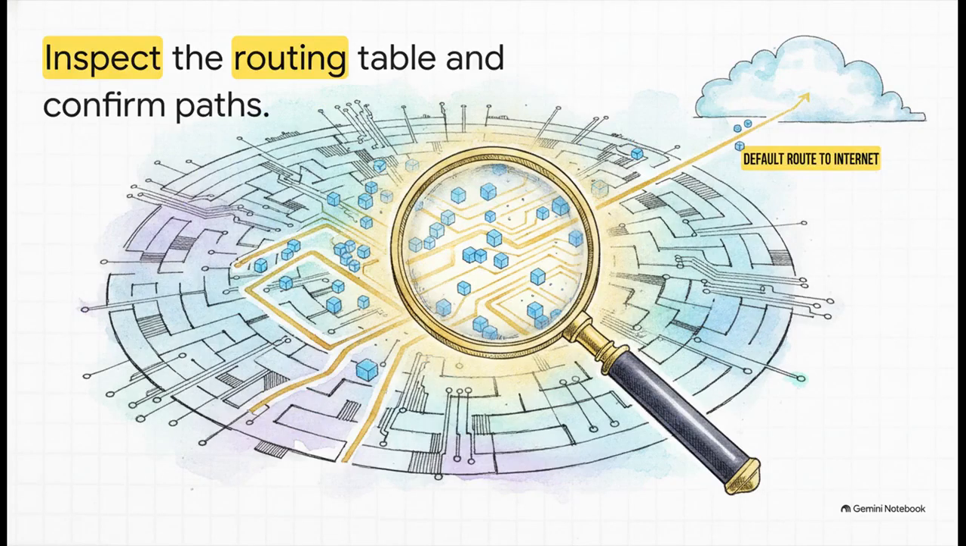On to Command 3, show ip route. Now that you have the physical layout in your head, you need the logical map. This command lets you inspect the routing table. It confirms your paths, verifies that dynamic protocols like OSPF are actually learning routes from neighbors, and ensures there is a default route actively pointing traffic out to the internet.